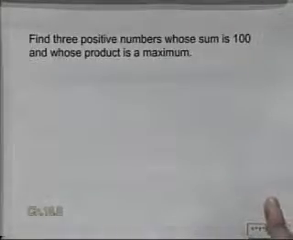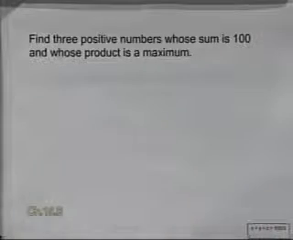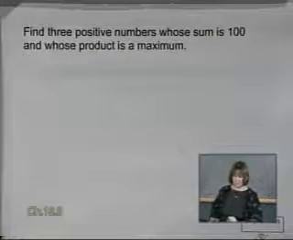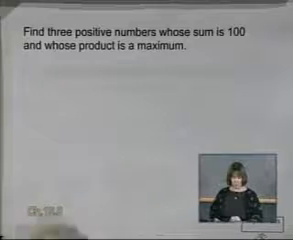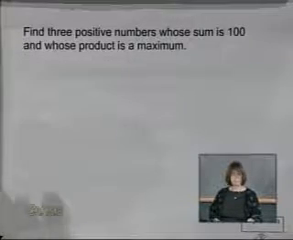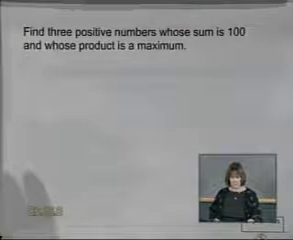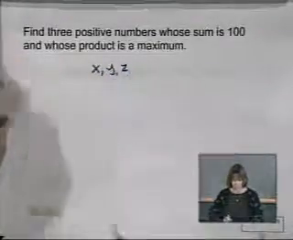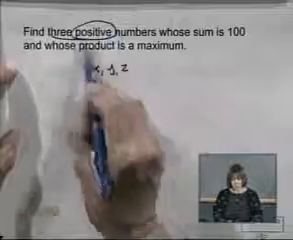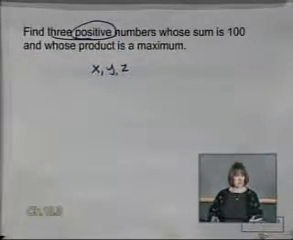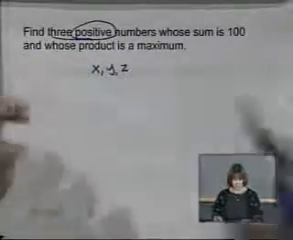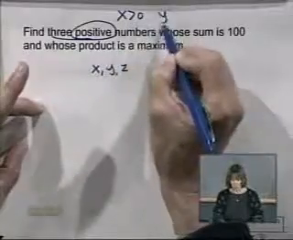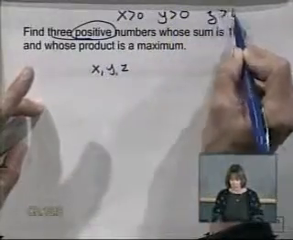In fact, I think it's in your homework also. Find the 3 positive numbers whose sum is 100 and whose product is a maximum. All right, I've got 3 numbers, so I'll call the 3 numbers x, y, and z. Notice they're 3 positive numbers, so they're telling you that x, y, and z are all greater than 0. x is greater than 0, y is greater than 0, z is greater than 0.